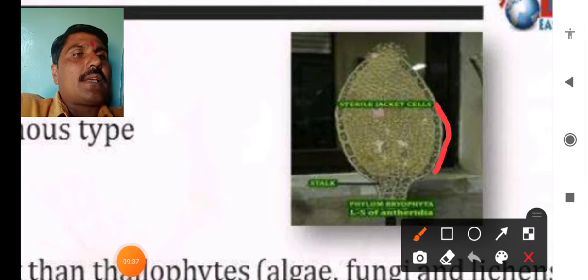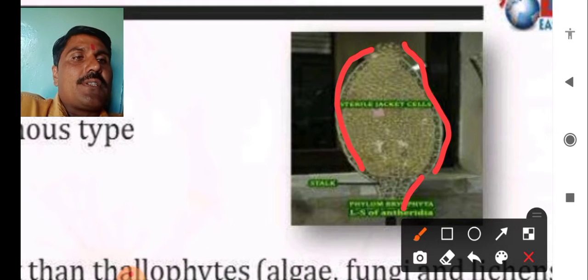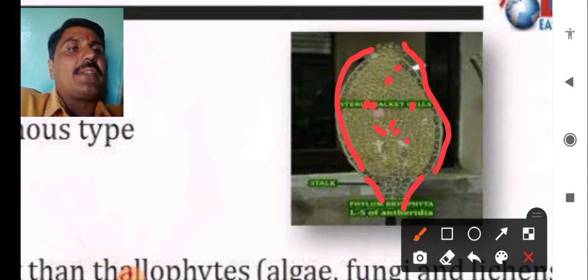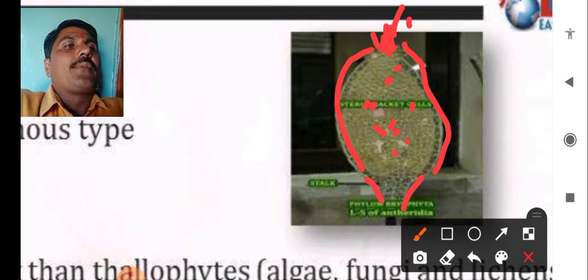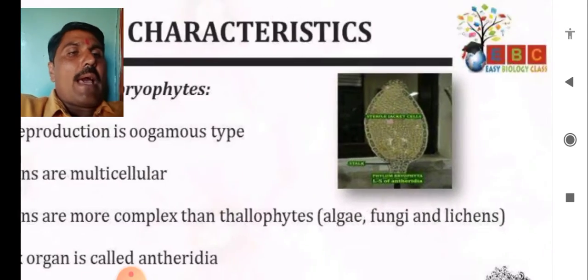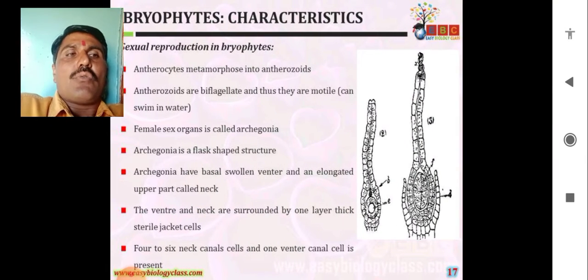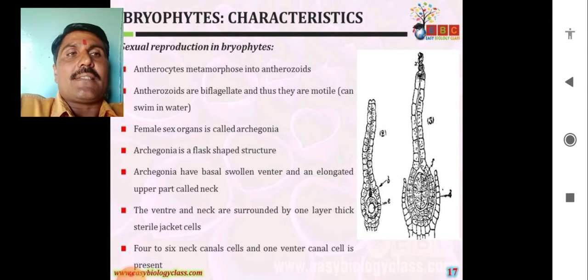Look at this. These are the cells, which are parenchymatous. This one is the stalk, and the sperms are present inside this jacket. From the very apex, or upper part, they are released into the environment. Now the androcytes metamorphose into androzoids. Androzoids are biflagellate and thus motile, and can swim in water.